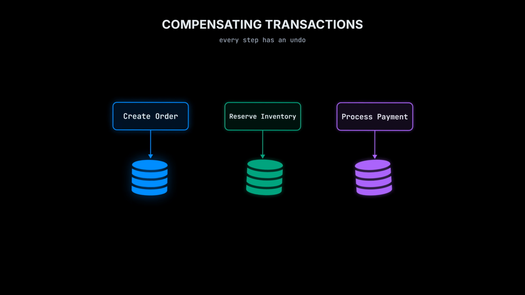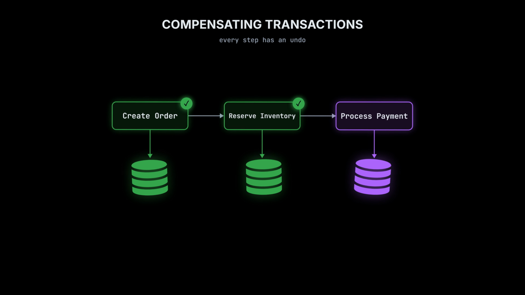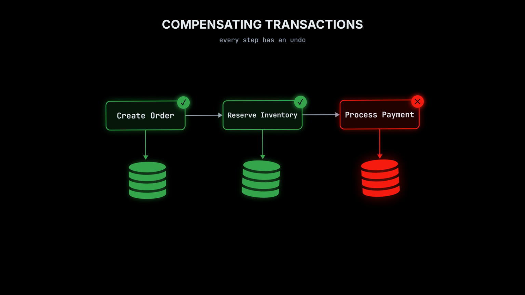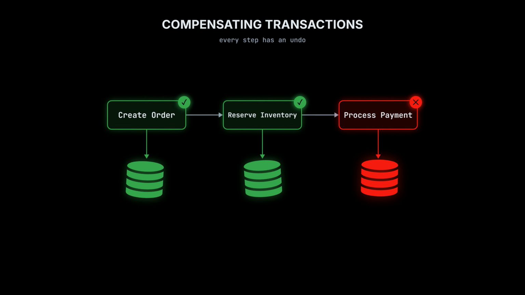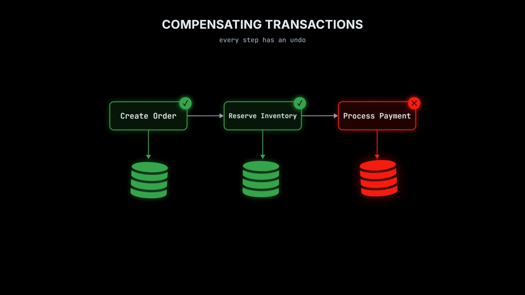Let's go back to our order flow. Create order succeeds. Reserve inventory succeeds. Process payment fails. In the monolith, we'd roll back, but we can't. Those first two transactions are already committed, and the database is not going to uncommit them for us. So what do we do instead? We run brand new actions that undo what already happened.